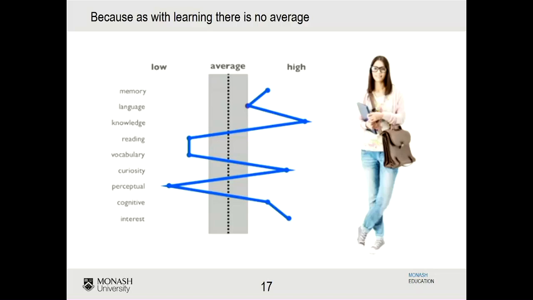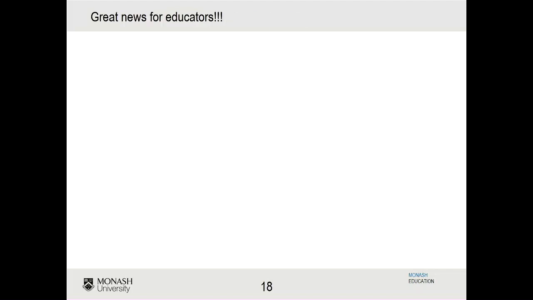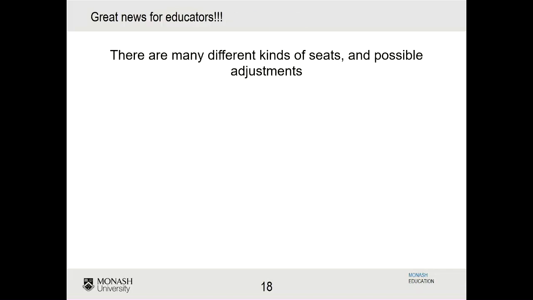So my question is, why teach to the middle when we have a jagged profile? Universal design for learning permits us to do that. But before we go there, what I'd like to ask you to think about is, what are the adjustable seats for your learning area? How can you adjust your seats for your learners, and in what kinds of domains?